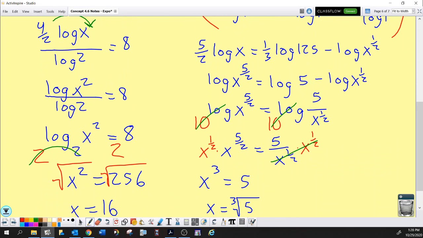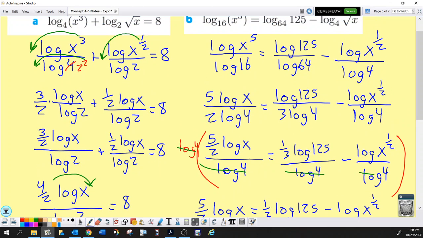Undo change of base, and you get log base 2 of x squared equals 8. And then I used exponential base 2 to cancel my log base 2's. That left me with x squared equals 256. And then I just took the square root of both sides, 16. Or technically negative 16 as well.